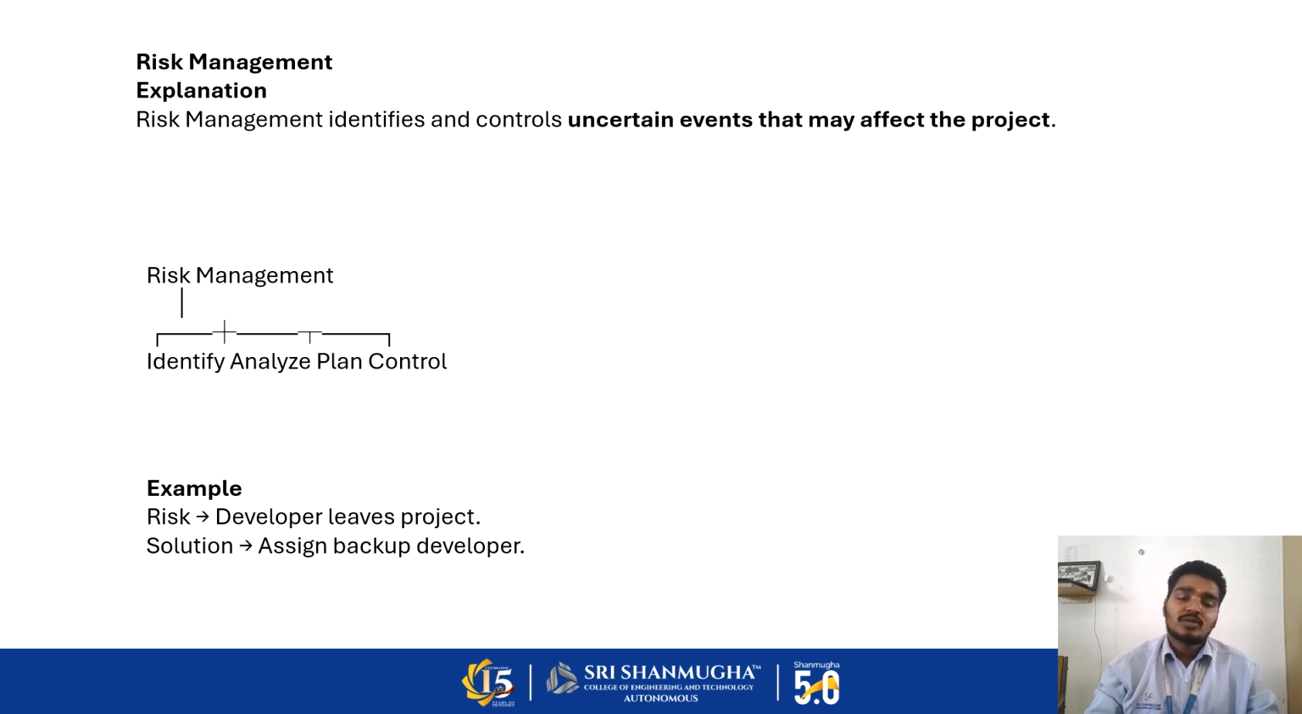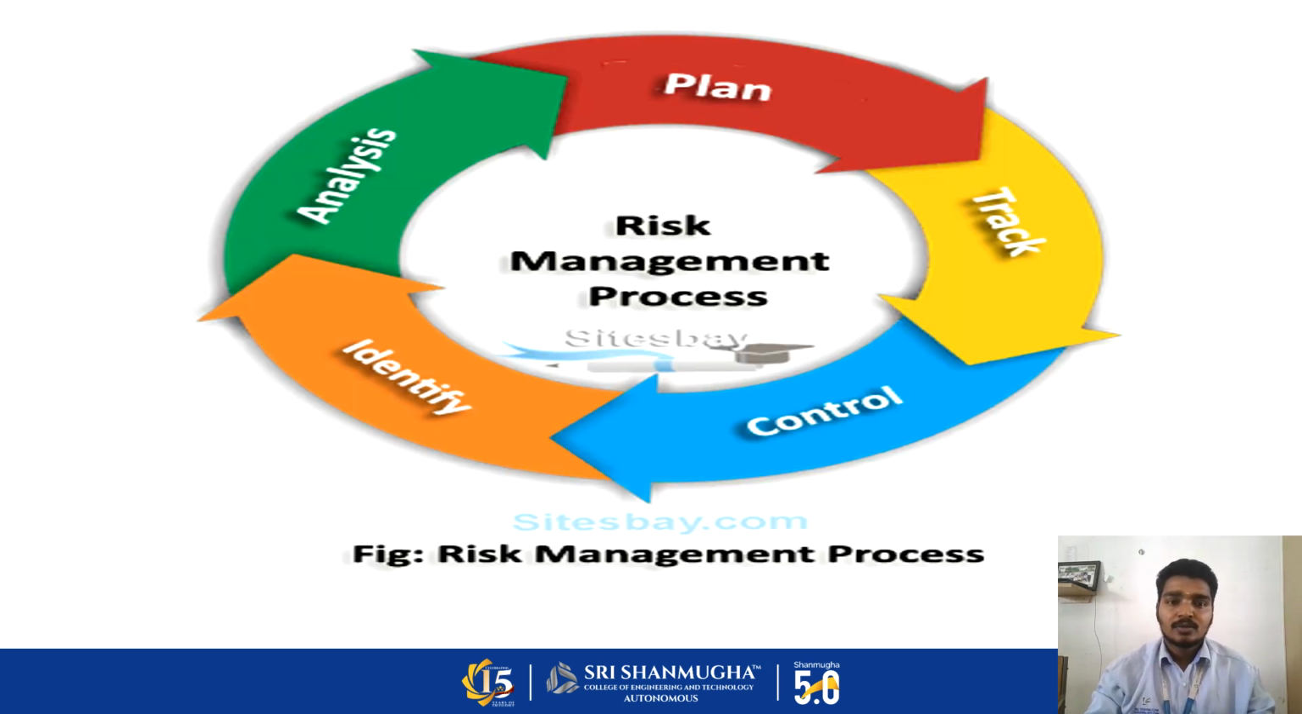The developer leaving the project means the developer suddenly leaves the project, so it is a risk for that module. The solution is to assign a backup developer. The backup developer comes and takes over the old module's coding programs. That is the risk management explanation. The steps are plan, track, control, identify, and analyze. These are the main components of the risk management processes.